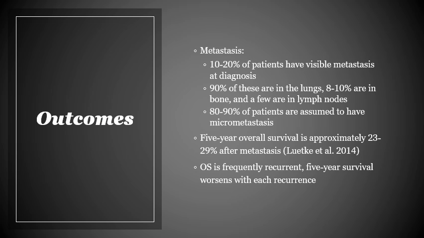So when it comes to the overall outcomes of osteosarcoma, the outcomes are bleak. 80 to 90% of patients are assumed to have micrometastases, and 10 to 20% of patients have visible metastases at diagnosis. And as you saw in the last charts, as you have metastases and recurrences, 5-year survival decreases. 90% of metastases show up in the lungs, 8 out of 10 show up in bone, and a negligible few show up in lymph nodes, and some can even manage to jump outside of the skeleton and form bony tissue in soft organs.